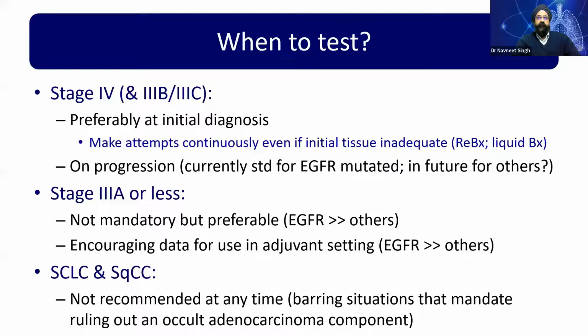Last question is when to test. So preferably at initial diagnosis, one has to make attempts continuously, even if the initial tissue is inadequate, and one could do either rebiopsy or liquid biopsy. Definitely on progression, which is the current standard for EGFR mutated patients, in future perhaps for the others as well. In stages 3 or less, it's not mandatory but preferable, and this is largely driven by EGFR. The same is true for the adjuvant setting as well. In small cell and squamous, not recommended as of now, barring situations that mandate ruling out an occult adenocarcinoma component.